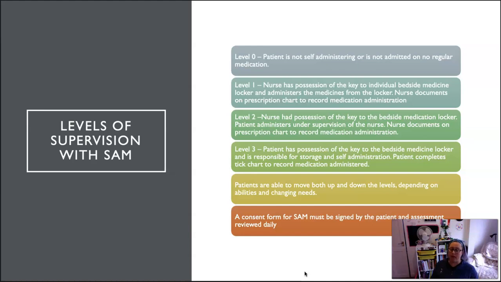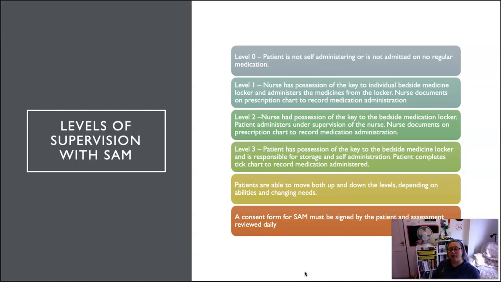Level 2, the nurse has possession of the key to the bedside medication locker. The patient administers their own medication, however this is under the supervision of the nurse. The nurse will then document on the prescription chart to record that the medication was taken. Level 3, the patient has possession of the key to the bedside medicine locker and is responsible for the storage and self-administration. The patient completes their own chart to record that the medication has been administered.